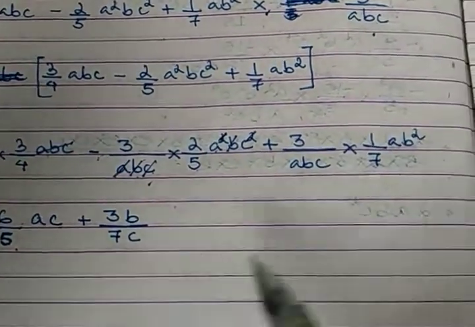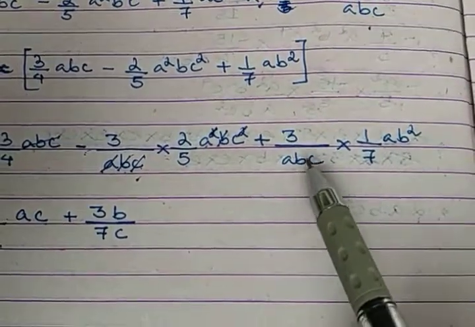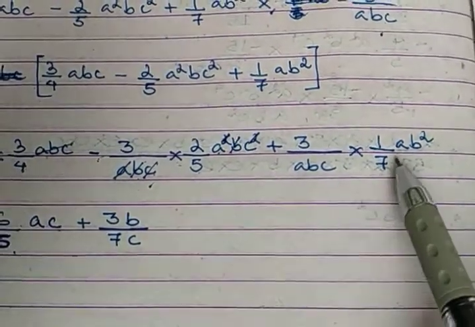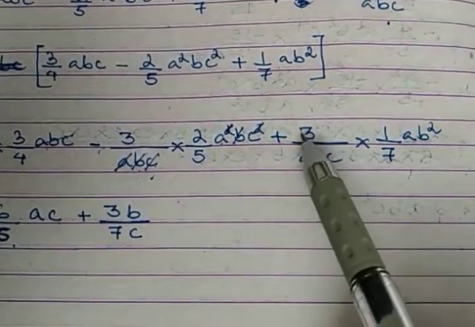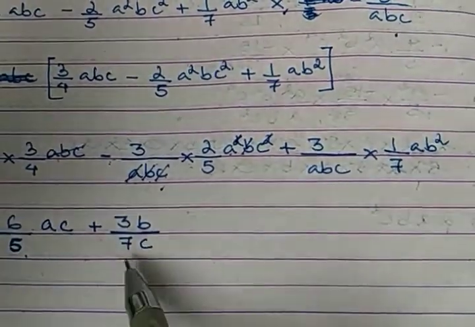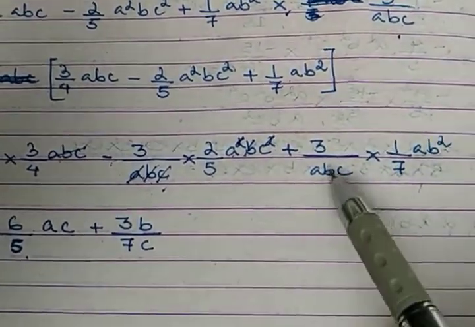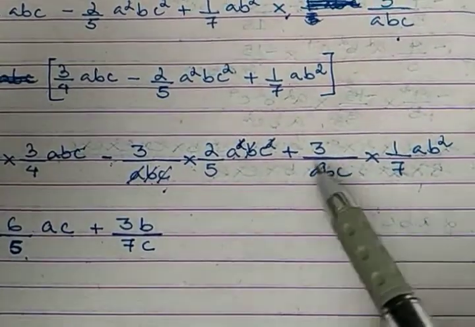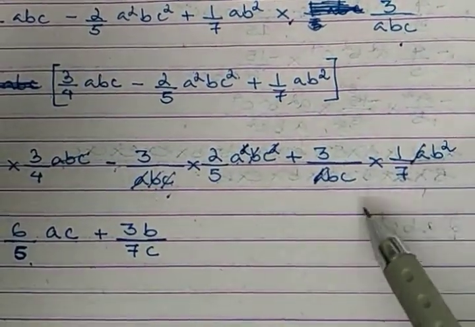Okay, now the last term in here, 3ABC into 1 divided by 7AB squared. So plus into plus, it's plus 3 in the numerator, 7 in the denominator, AB squared. So A and A will get cancelled, A and A.